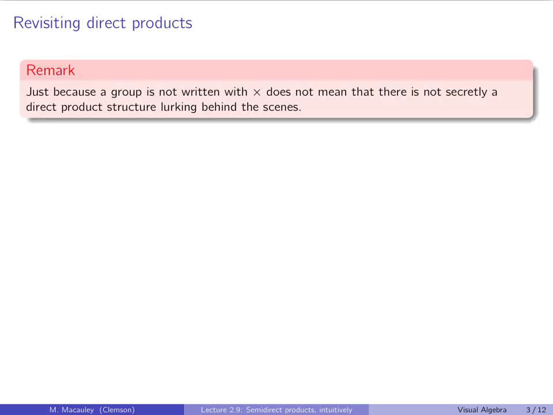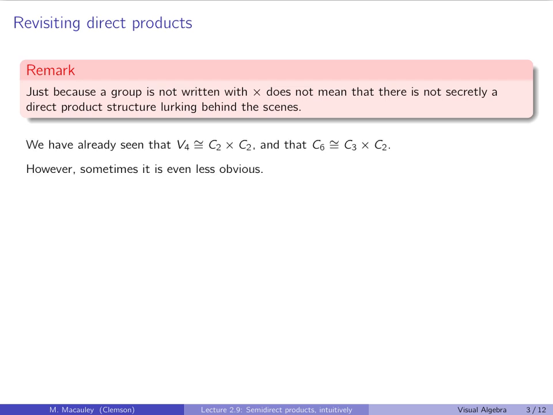It's important to note that just because a group is not written with the direct product symbol does not mean that there's not secretly a direct product structure lurking behind the scenes. For example, we have already seen that the Klein 4 group is isomorphic to C2 cross C2. Maybe that's not a surprise, but C6 is isomorphic to C3 cross C2.